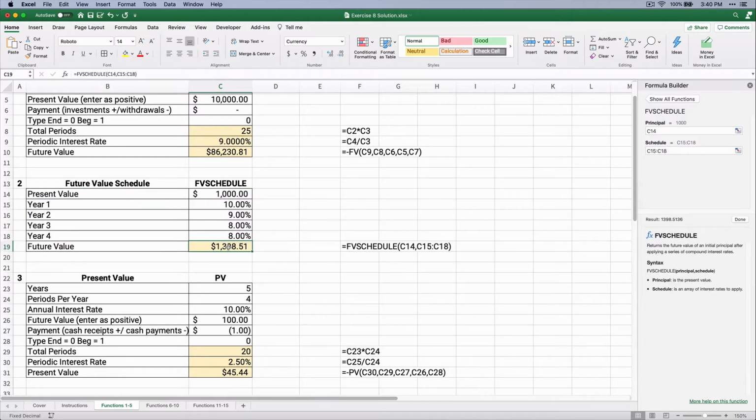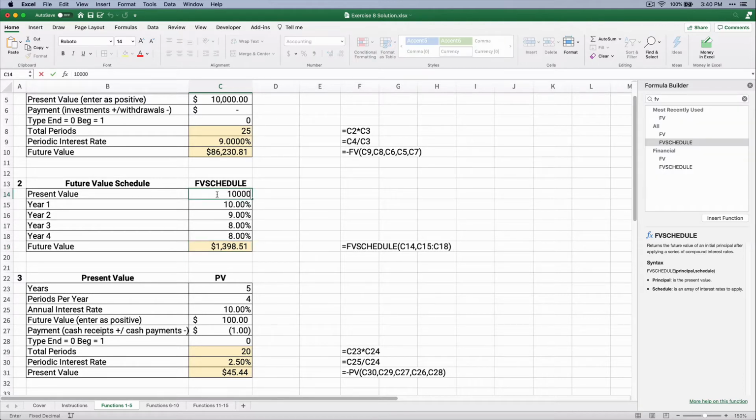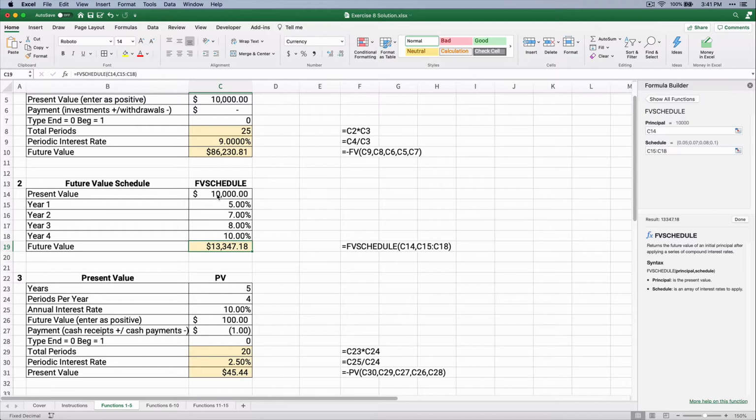So let's just change this. The future value schedule is going to be the principal, the $1,000, and then the schedule, and then over those periods of years, it will grow to $13,098. Well, let's put in $10,000. And let's say that it grows 5% year one, 7% year two, 8% year three, and then 10% year four. Well, then over time, it grows from $10,000 to $13,347. So future value schedule can be helpful if you want to change your interest rate each year.